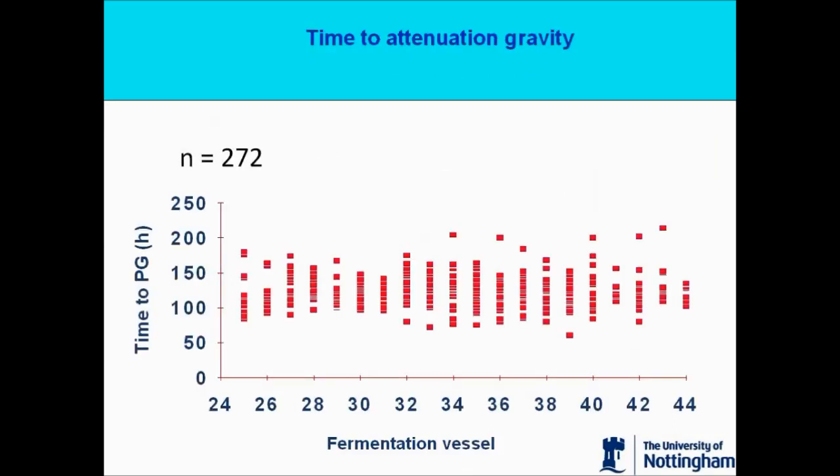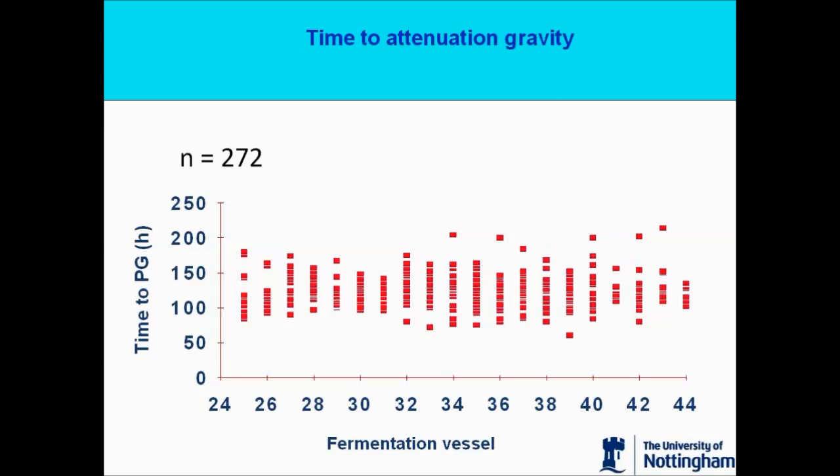Shown on the first graph here, this is from vessel 25 up to number 44 as a function of time. In this case it's showing you the time to reach final gravity. And the sample size was 272. Clearly, if you look at the data shown on this slide, you can see that there was an incredibly large amount of spread. So if you consider that situation, it's very difficult to plan, very difficult to know when the actual fermentation will end, clearly a lot of problems.